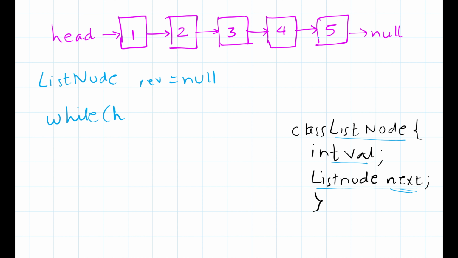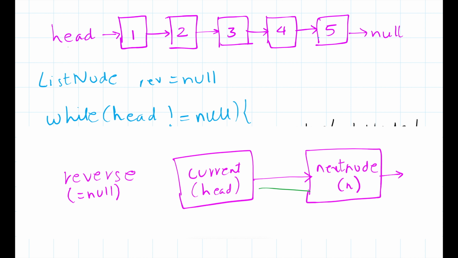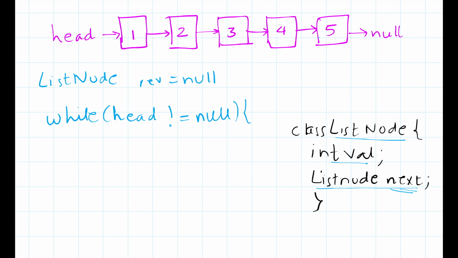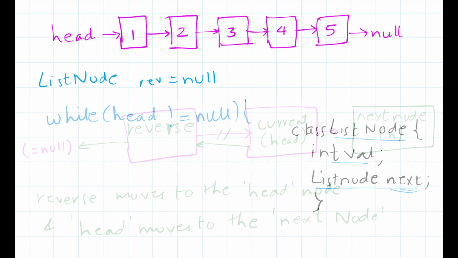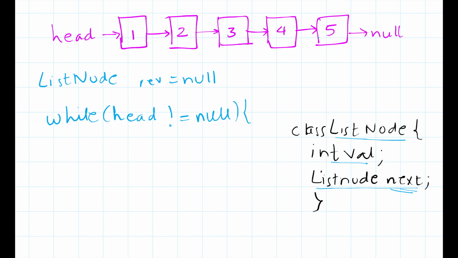Start the while loop by accessing the current node, and using the current node, we will access the next node. Once we have access to both, we will make the next node point to the current node, and we will make the current node point to the new head, which is reverse. Once we have done this, we will then move the pointers so that reverse points to the head and head points to the next node. So we will hold a temporary node called next node, which will point to the node after the head. In this case, the next node will be the node 2.